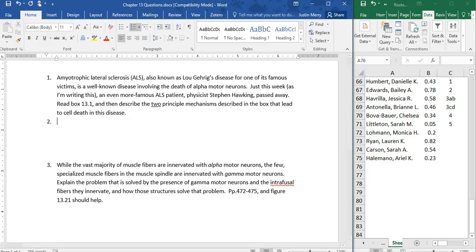The first question is about ALS, also known as Lou Gehrig's disease. Though I've heard recent debate about whether or not he actually had this or if he had something related, but in any case. It asks about the two principal mechanisms described in box 13.1 that lead to cell death in this particular disorder. So we're supposed to talk these out. Danielle, you kind of got the whole question.